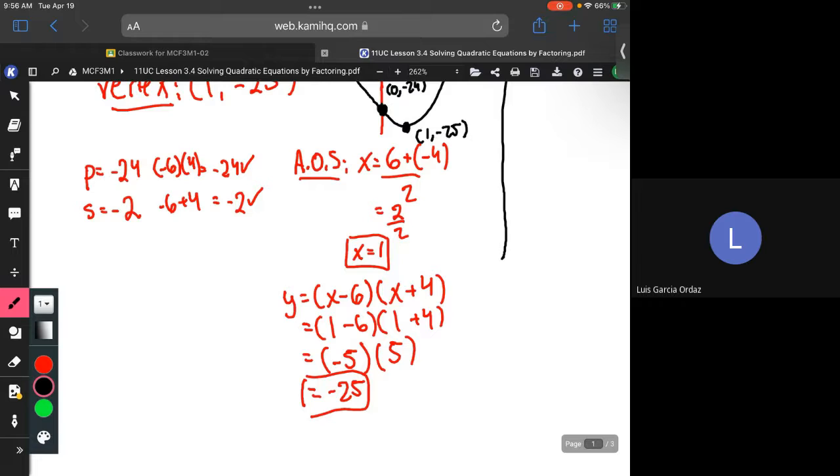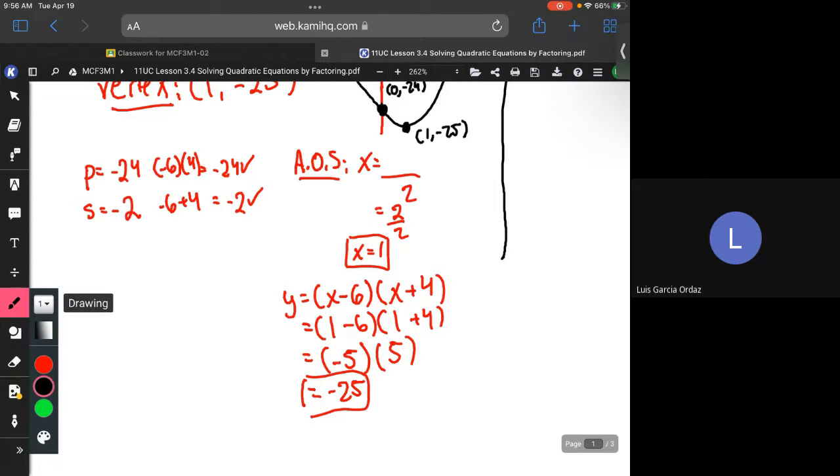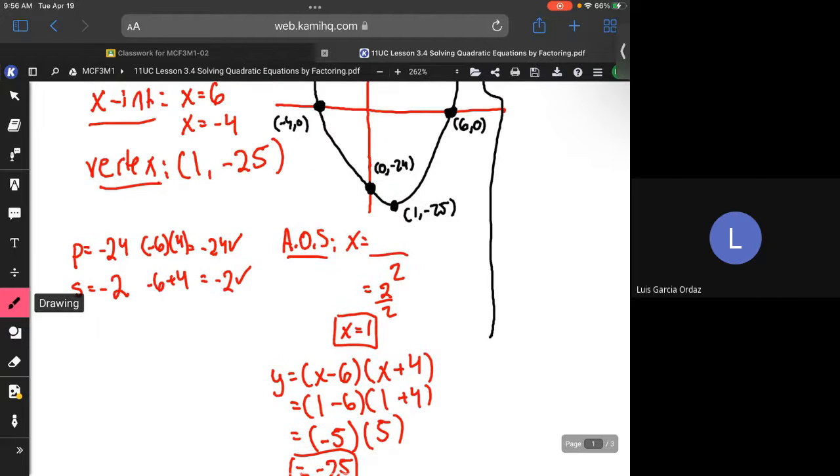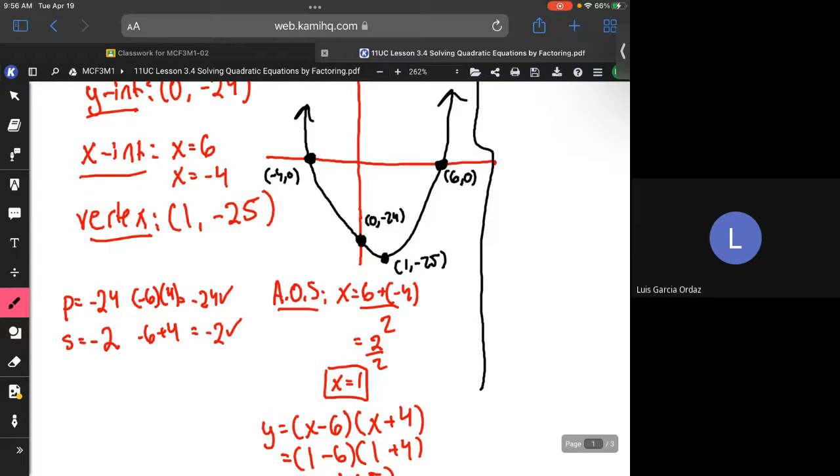I got negative 25. Yeah, how did you get a positive one? Because 6 plus negative 4 is positive 2. Oh. It should be negative 6 plus 4. Whoops. Off day today. So it should be negative. Actually, no, it's 6 plus 4. What am I talking about? It's 6 plus negative 4, because that's my x-intercepts, right? Yeah. So I add those two together and divide by 2. So 6 plus negative 4 gives me positive 2. 2 divided by 2 is 1.